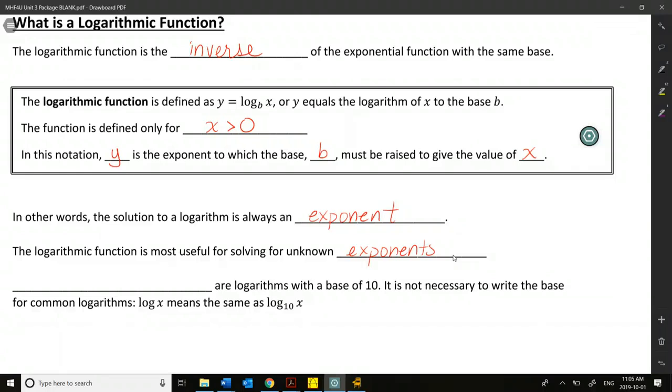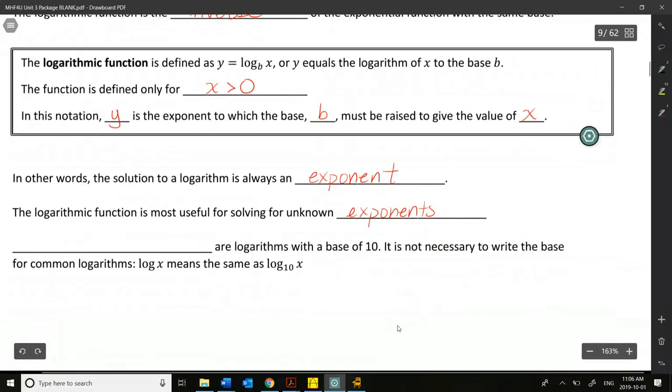Okay, so because logarithms give us answers that are exponents, of course it's going to be very useful when we have an unknown in the exponent. And I introduced to you guys, or your teachers would have introduced, what we call a common logarithm.